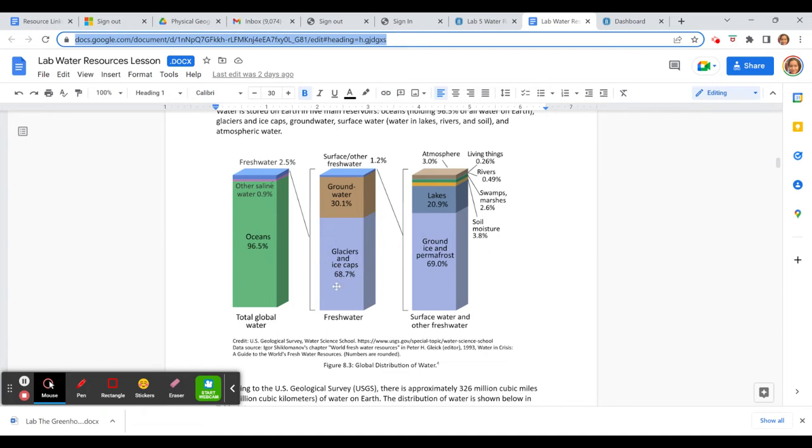68.7% of it is in glaciers and ice caps. So it's frozen. It's not able to be used. And then 30% of that 2.5% is underground. 1.2% of that is on the surface. And of that 1.2%, most of it is frozen on the surface. 20% of that 1.2% is in lakes. And then you've got other small percentages here.